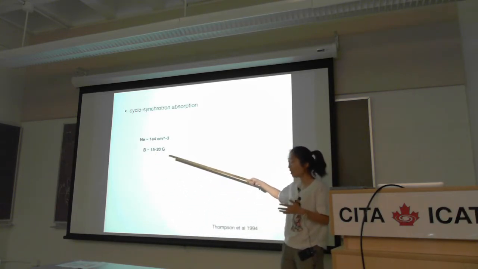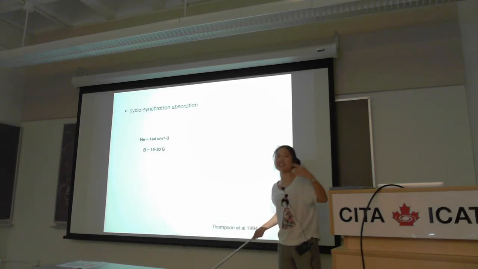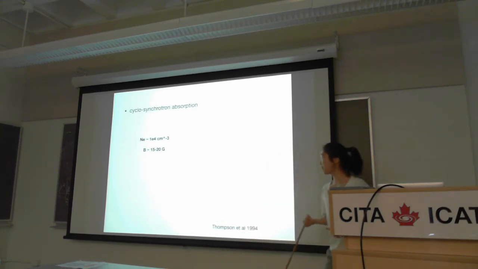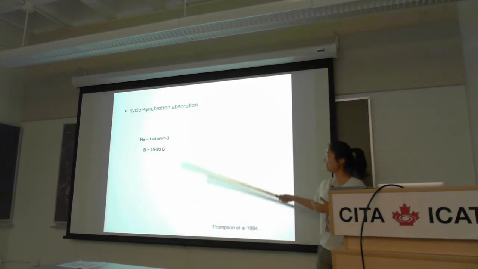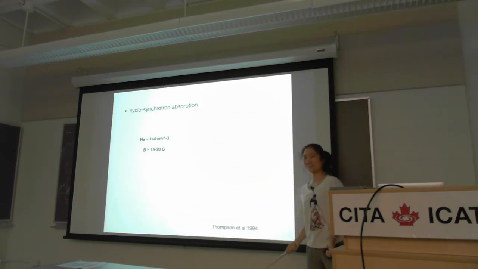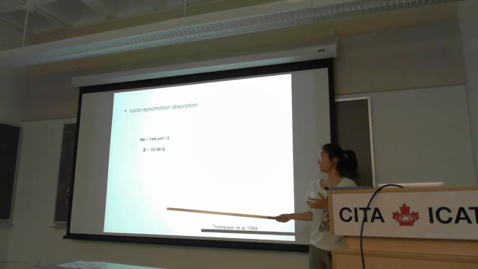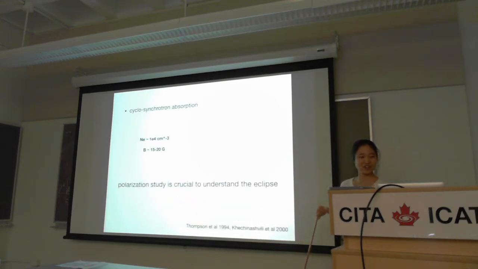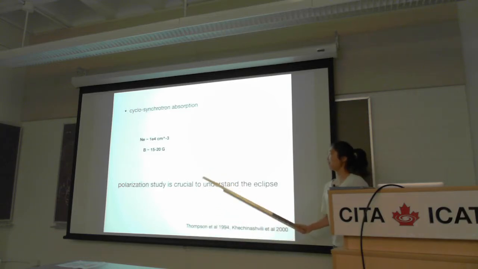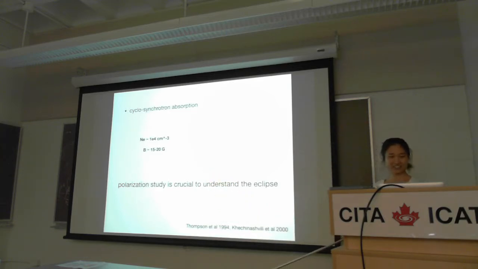And that will cause a huge effect in the polarization observation of that system. So we are going to observe that to see whether this prediction is real, or whether you actually overlooked some mechanism that is actually causing the eclipse. So the idea is that you need a polarization study to understand the eclipse.